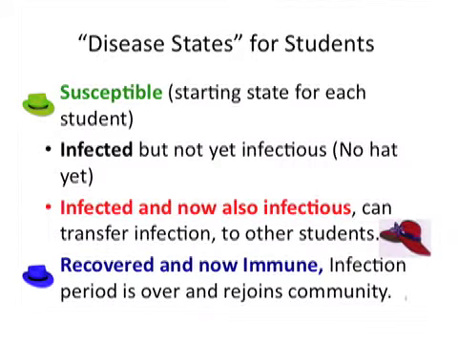At any given time during the exercise, we assume that the students are going to have either one and only one of these 4 possible disease states. Susceptible with a green hat, infected with no hat, infectious with a red hat, and recovered and immune with a blue hat.